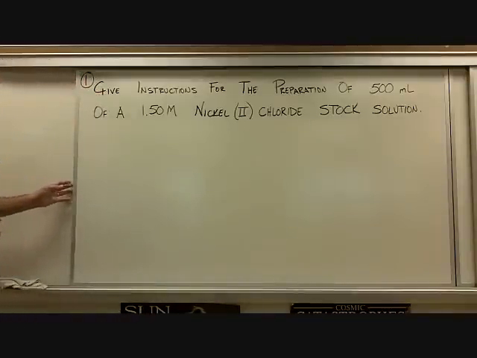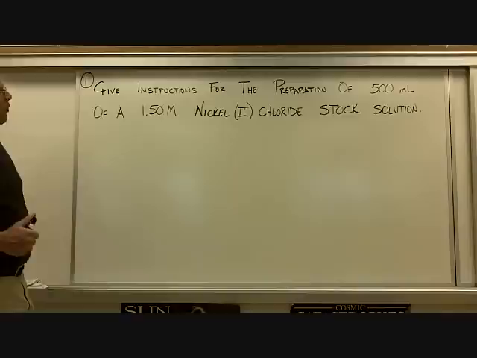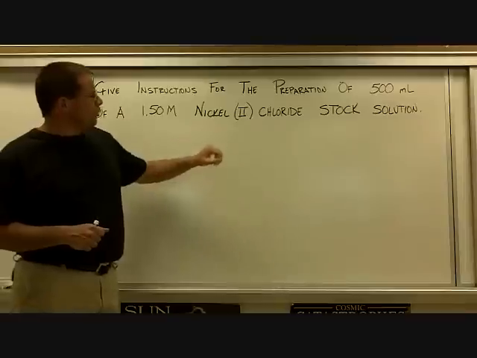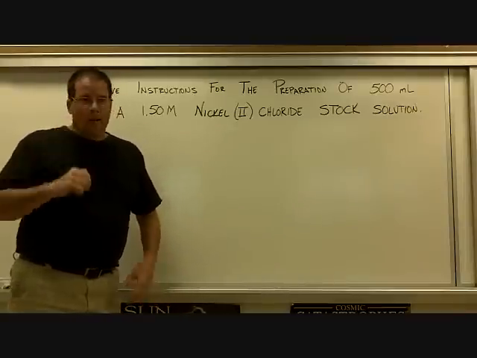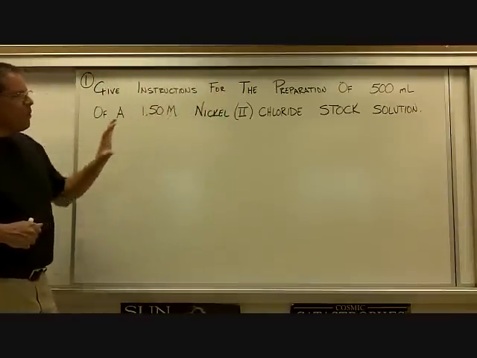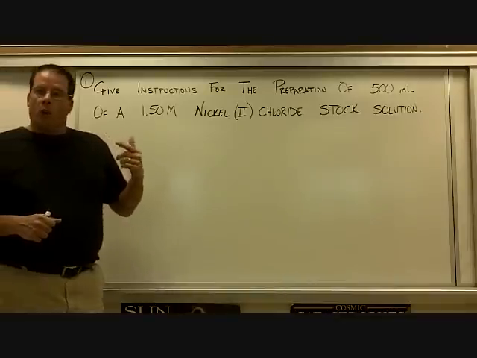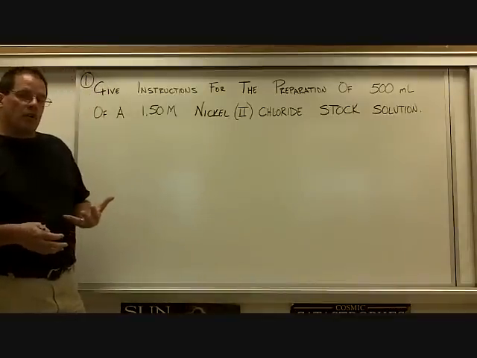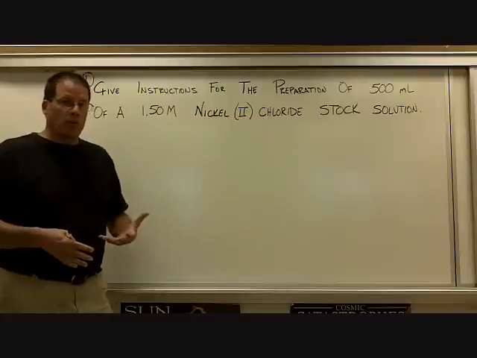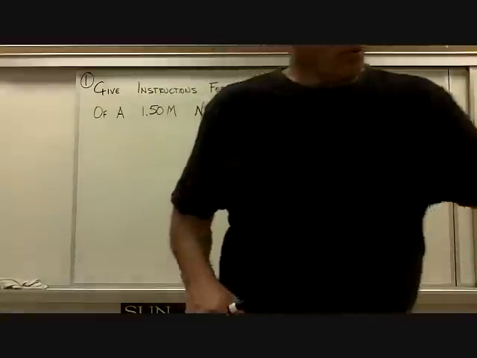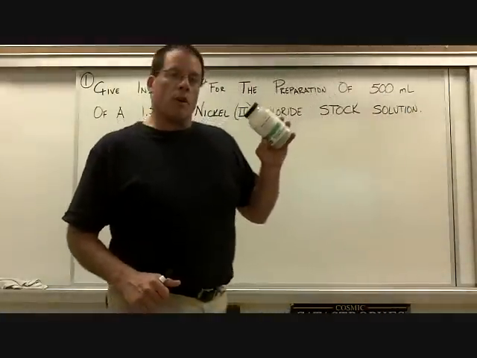Alright, so here's our first question. It says, number one, give the instructions for the preparation of 500 milliliters of a 1.5 molar nickel 2 chloride stock solution. Alright, so here's what we're going to do. We aren't given any information about whether we start with a solid or if we start with a liquid. If there's no indication telling you if you're starting with a solid or a liquid, you must start with a solid. And actually, what we're going to be using is our nickel 2 chloride.